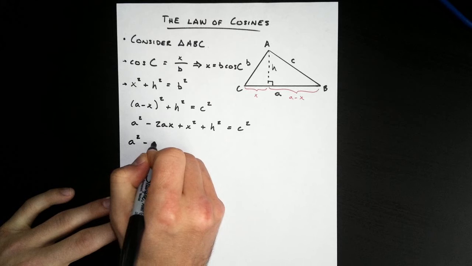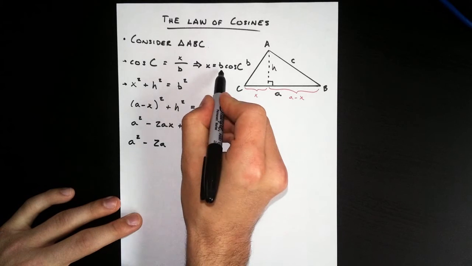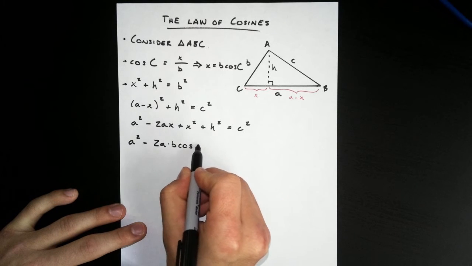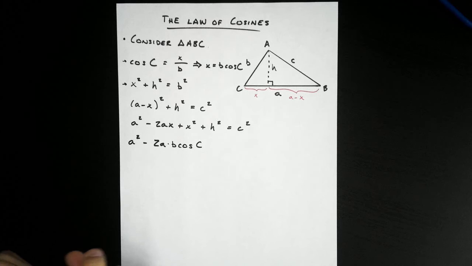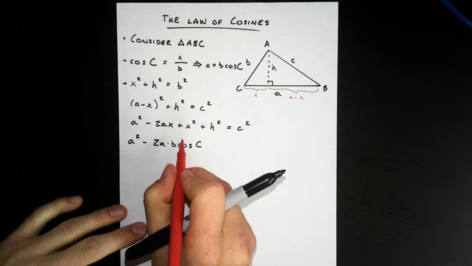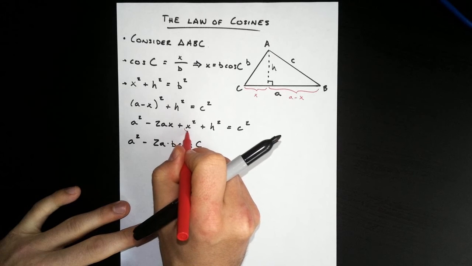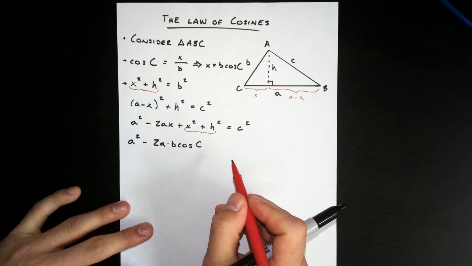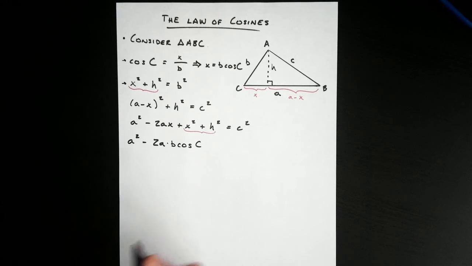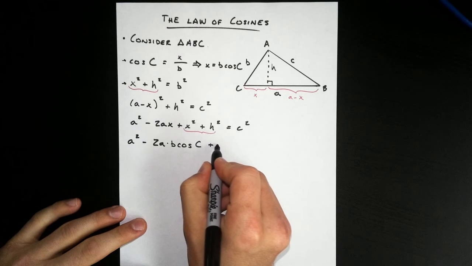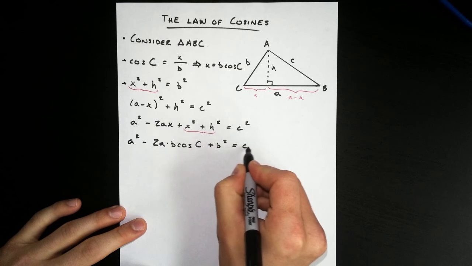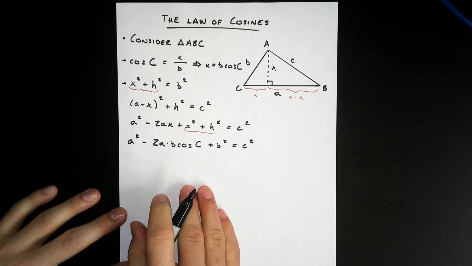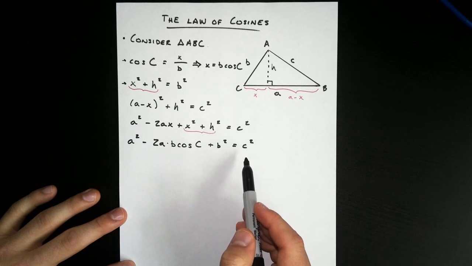So a squared, 2a, and now we'll plug in this entire expression, so b times the cosine of c. And then for our other two, x squared and h squared, this entire piece here is the same as that. So those two added together is the same as b squared. So plus b squared is equal to c squared. Two nice pieces of substitution, and we don't have x's or h's anymore.